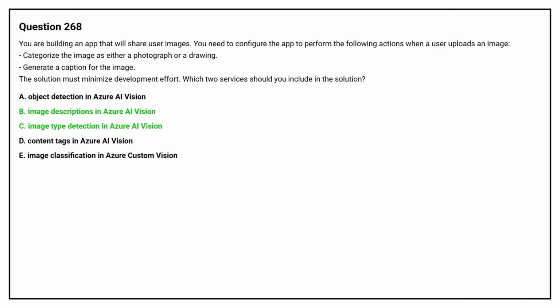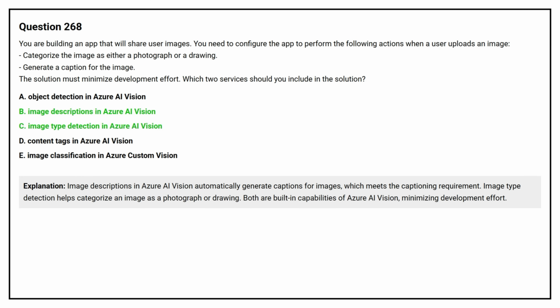Correct answers are option B, image descriptions in Azure AI Vision, and option C, image type detection in Azure AI Vision. Image descriptions in Azure AI Vision automatically generates captions for images, which meets the captioning requirement. Image type detection helps categorize an image as a photograph or drawing. Both are built-in capabilities of Azure AI Vision, minimizing development effort.